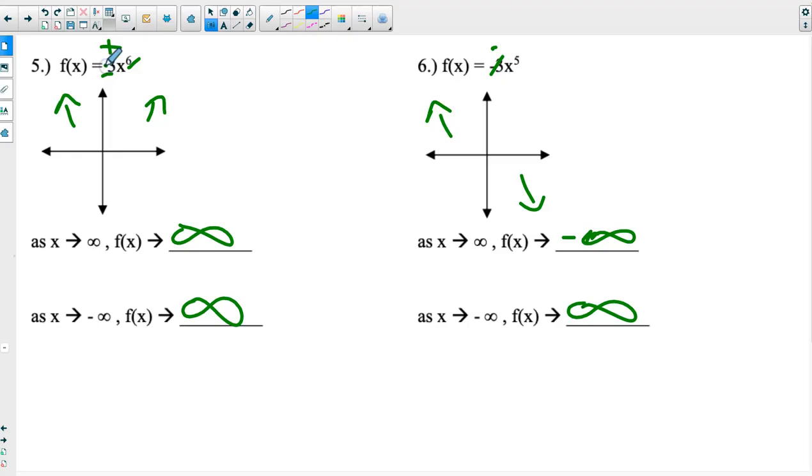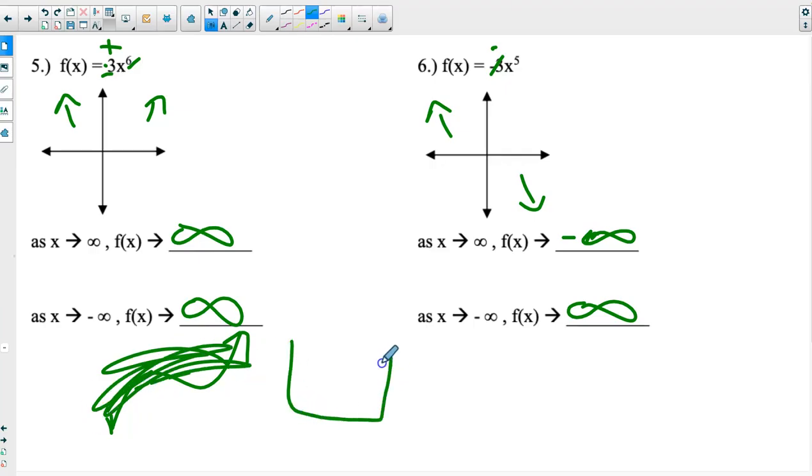You care if it's positive or negative. That's about it, for us. What the number does is it just takes the graph. So if my graph is this, well, actually, this is degree 6, so my graph is like this. That 3 just makes it go steeper. So it just makes it shoot up that much quicker. But the end behavior is always the same. It's still going up.